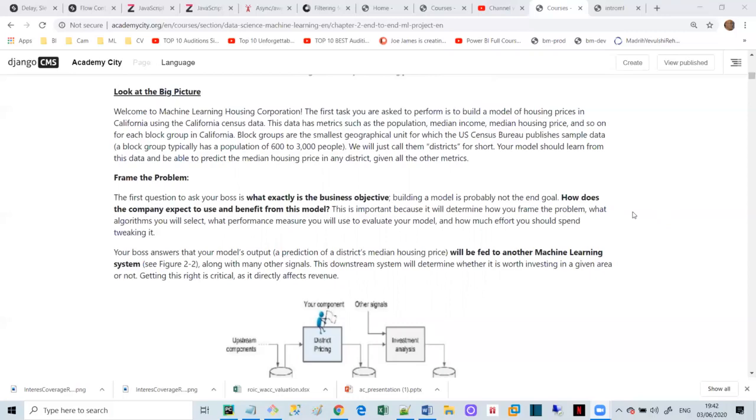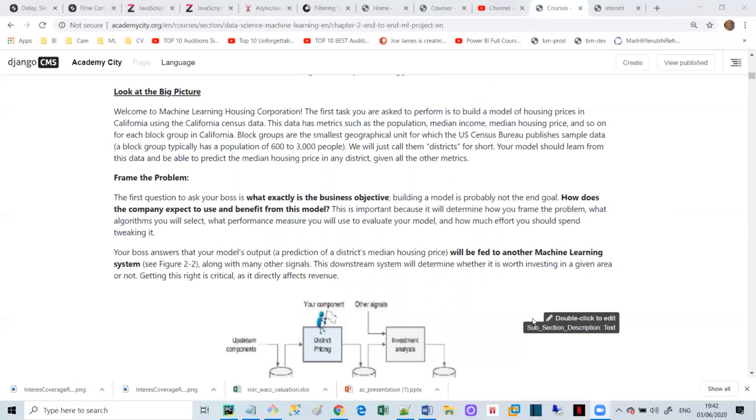So the first thing you're going to do, you're going to go and ask your boss, and I highlighted, by the way. I tried to do that. I think it will make you focus on the key point. So I highlighted what exactly is the business objective of my study. And moreover, how does the company expect to use and benefit from this model?